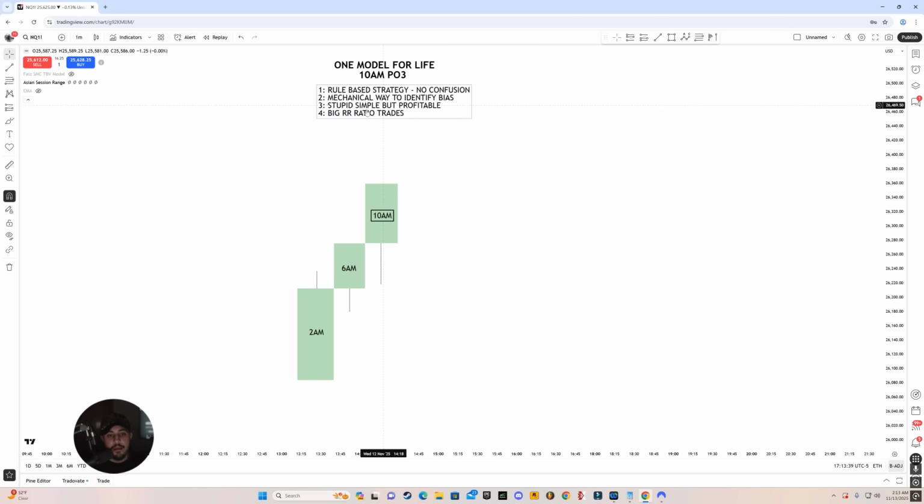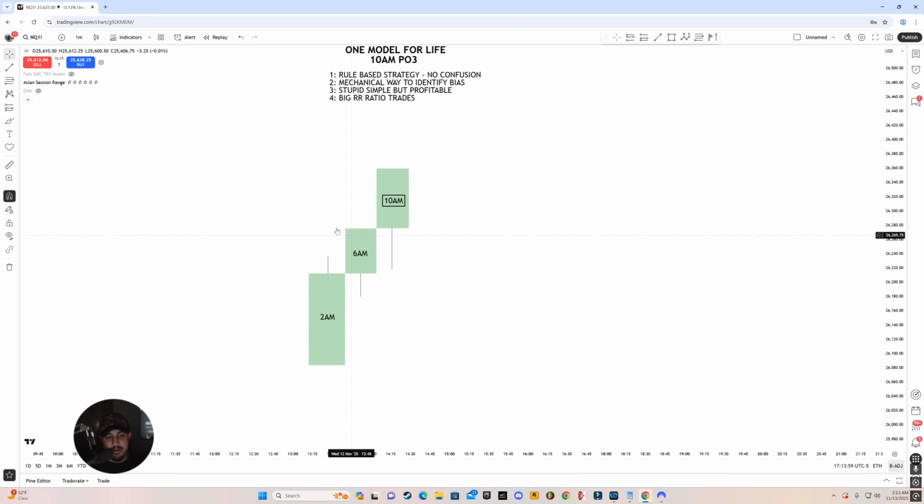So we will be identifying our bias with the 2 a.m. candle and the 6 a.m. candle. Again, I'm going to repeat, these are all 4-hour candles, okay? So we have the 2 a.m., the 6 a.m., the 10 a.m. Again, we're going to be trading the 10 a.m. one, but we need to identify our bias for the 10 a.m. by using these 2 candles. So if the 6 a.m. candle closes above the 2 a.m. candle's high, then our bias for the 10 a.m. is going to be bullish, okay? Very, very simple stuff.